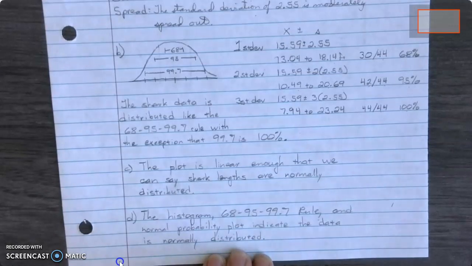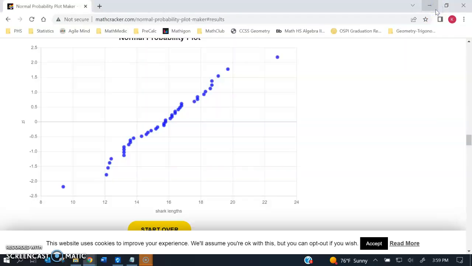If you are looking at a normal probability plot, such as this, and it is not a straight line, then we would say our data is not normal. I hope that helps.